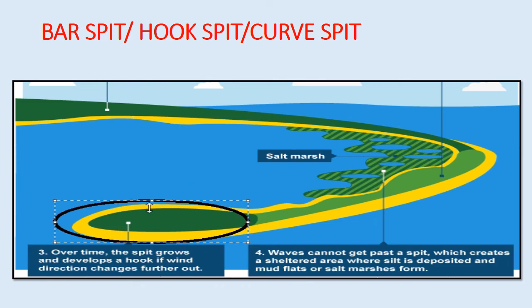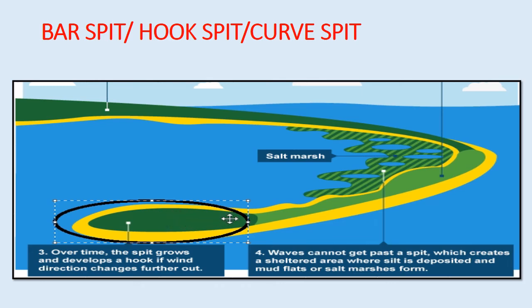The end part of the spit is projected towards the open sea and moves east or west towards the continent, and it looks like a hook shape. The curve of the spit assumes the shape of a hook. That's why it is called a hook spit.